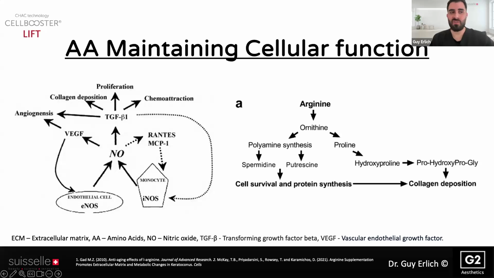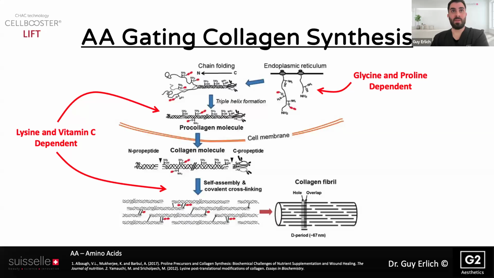Similarly, we discussed TGF-beta synthesis. With aging, TGF-beta synthesis decreases. If you want to inject a substance that increases TGF-beta synthesis, what you really want is arginine, because this is the building block and the maintaining function of the cells in the skin.